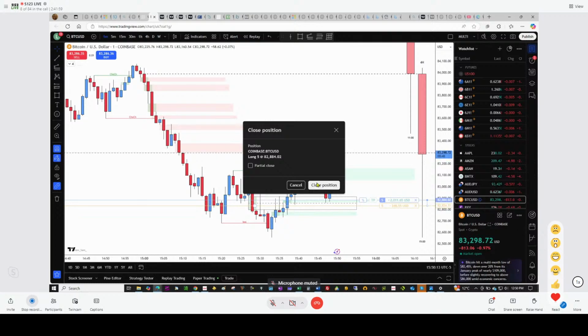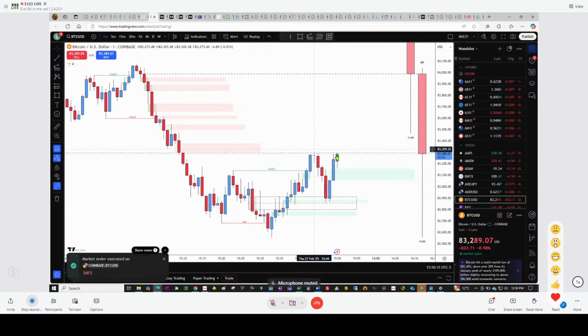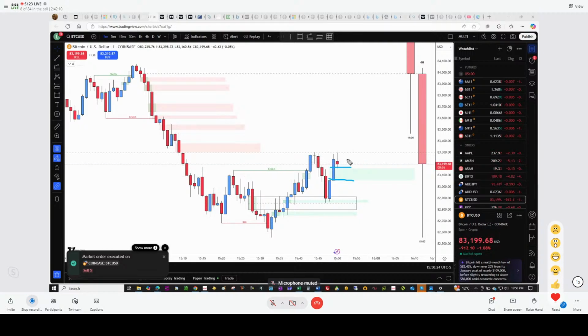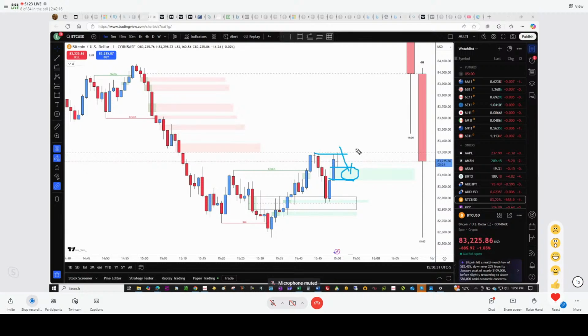Yeah, there we go. So I can close it there, and let's see if we get, I'm getting a gap. So now I'm just trying to make my losses back at this point, but let's see if I can get a retrace back into this gap. I can buy some more and continue the push to the upside.